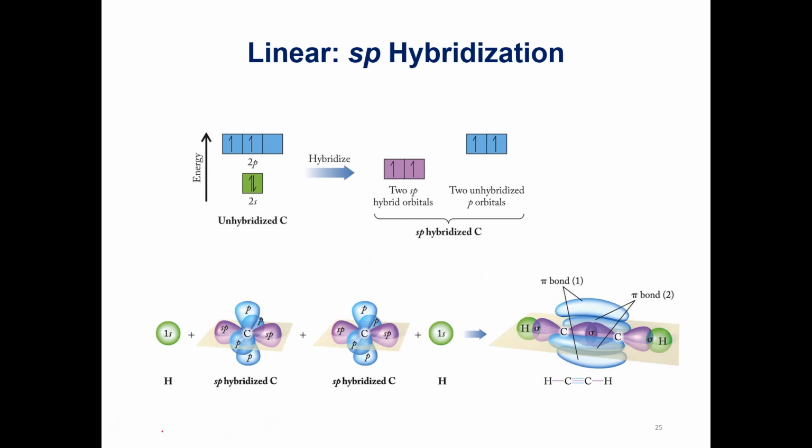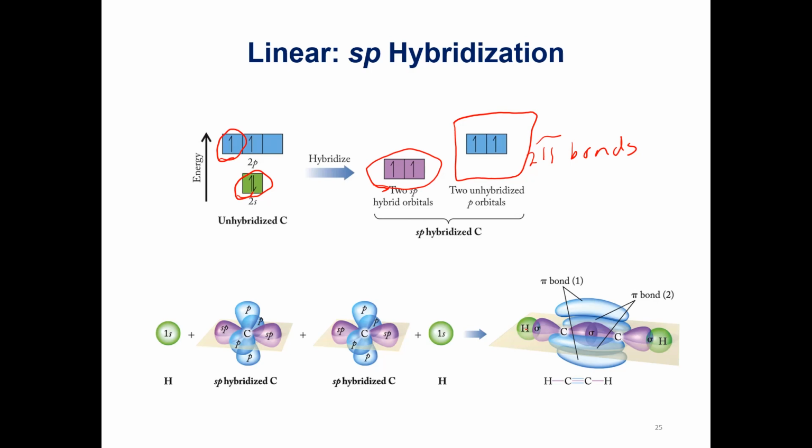So what if we then have something like C2H2 where we've got a triple bond between the two carbons? Well, now we need 2 unhybridized p orbitals to form those pi bonds. So we only hybridize one of the 2s and one of the 2p. So we form 2 sp hybridized orbitals. And then we have 2 unhybridized p orbitals that are going to form the 2 pi bonds.